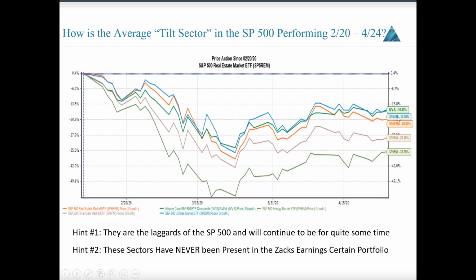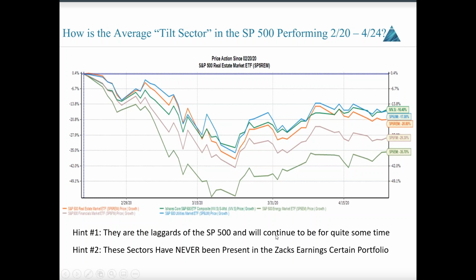So specifically, utilities, real estate, financials, and energy have never been in the earnings certain portfolio. And now you're seeing exactly why. Because all they are is a drag on the S&P 500. If you are successful at market timing, these names can be a tremendous asset to building alpha in any core equity portfolio. But if you're not good at market timing, they can really drag your portfolio down, just like small caps. Anybody that got caught holding small caps going into this pandemic got taken to the woodshed.